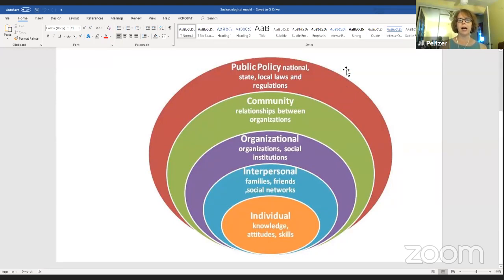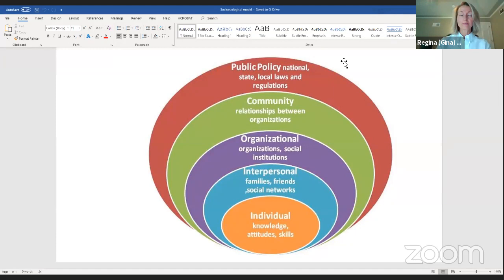So when we think about specifically health improvements, we want to target all of the different levels as much as we can simultaneously because they are interconnected. So I'm going to turn it over to Gina now to talk a little bit more about that interconnectedness.